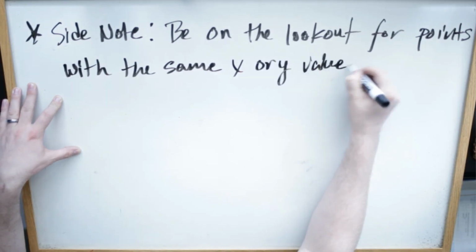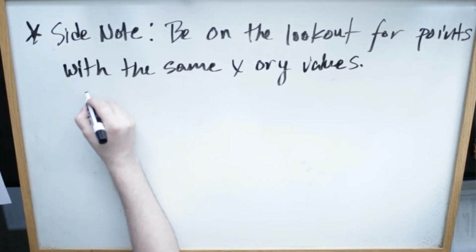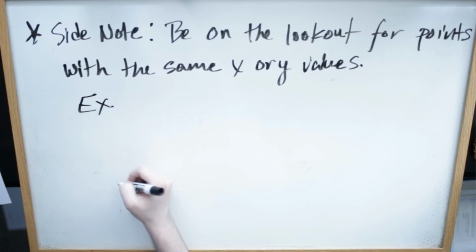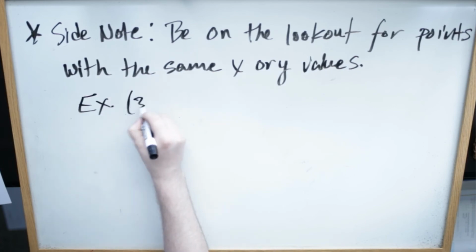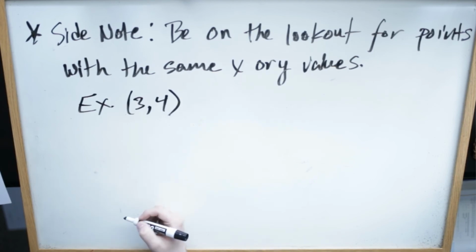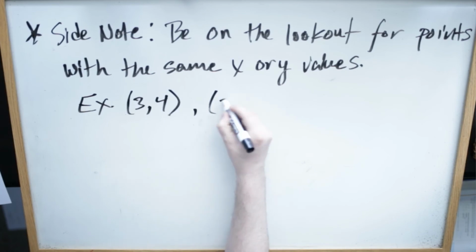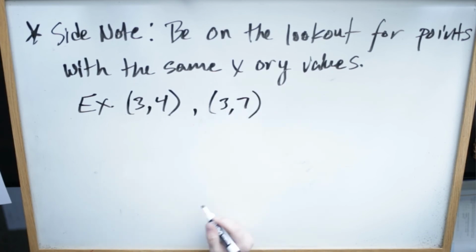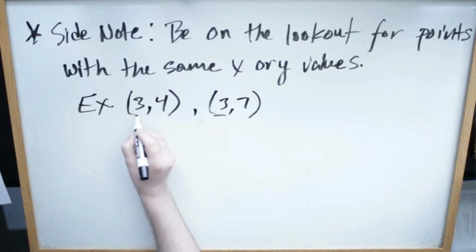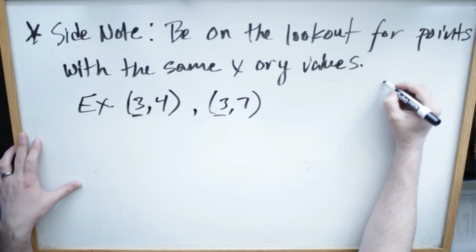Okay, what do I mean by that? Let me just shoot out an example to you. If I have the point 3, 4, and I'm asking you to find the equation of the line with these 2 points, 3, 4 and 3, 7, one of the things you'll notice right off the bat is that the 3's are the same. So let me actually show you what this looks like on a graph.